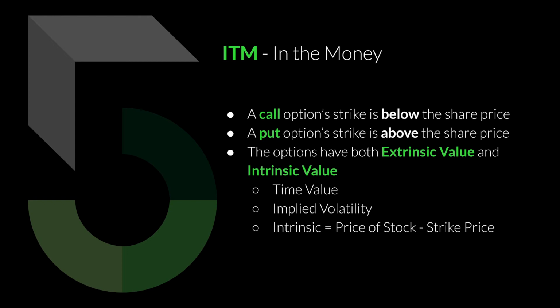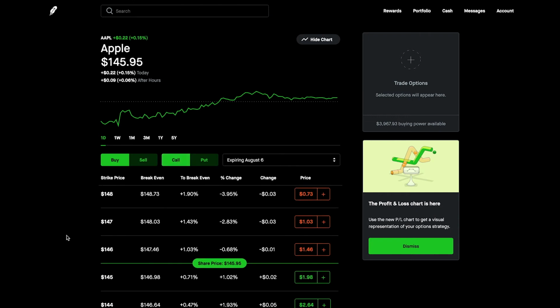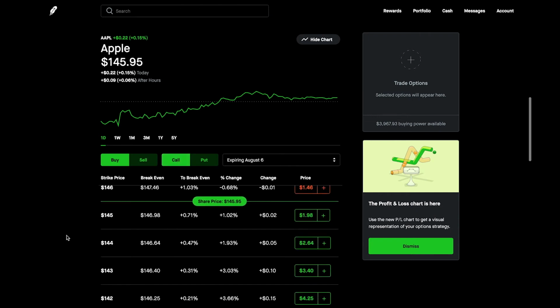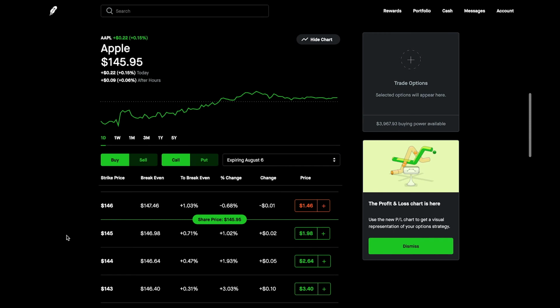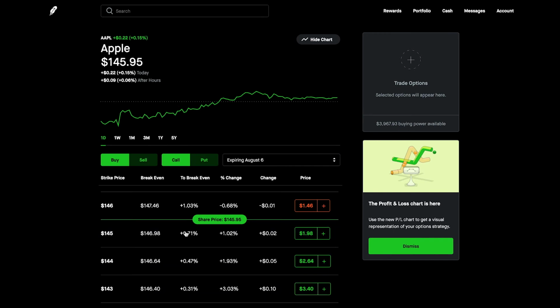So let's go back to the options chain where we can explain it maybe a little bit more in depth. Okay, let's look at a call option. This one probably will be a little bit easier. With the call option right here, everything where the strike prices are below the current share price, these are all in the money.